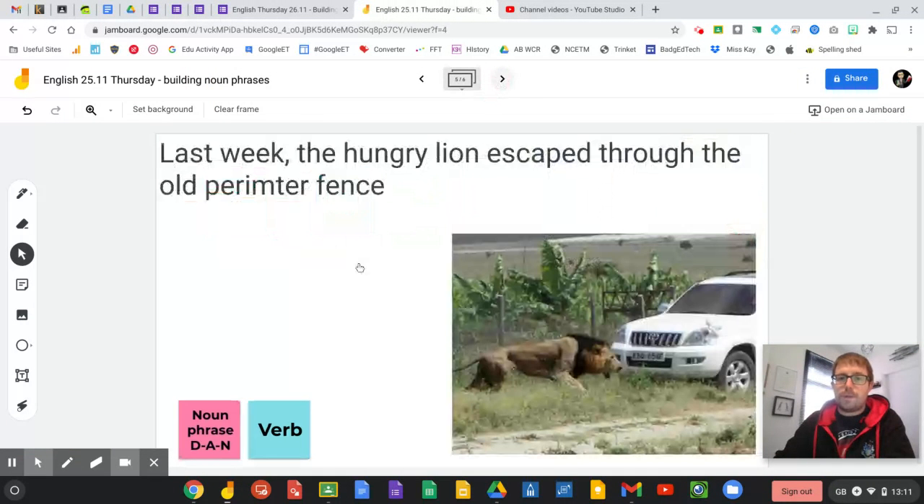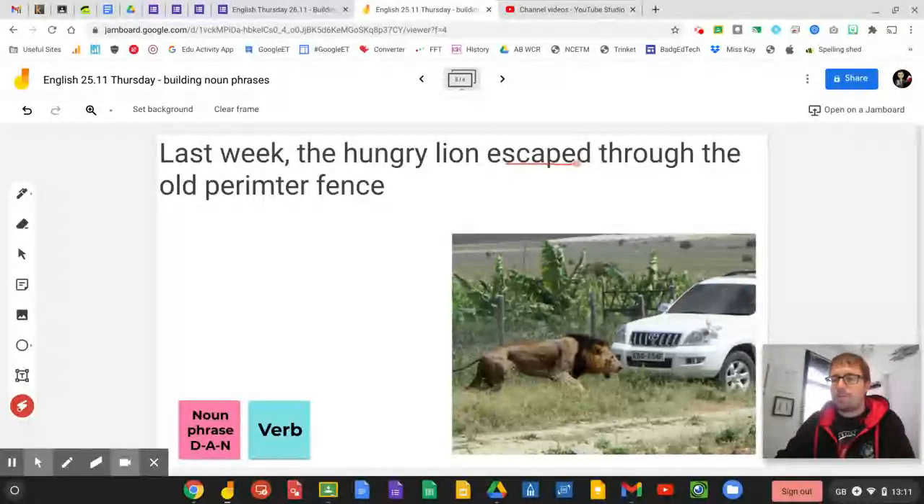So this time I've got last week. So I've got last week, comma. So it's a fronted adverbial of time. It's telling me when something happened. And when we did these in school, because it's a fronted adverbial, it's got a comma after it. And I've got the hungry lion. So I've got a lion, and I know that he's hungry with an adjective and a determiner. So I've got my noun phrase going on there. And I've got him escaped through the old perimeter fence.